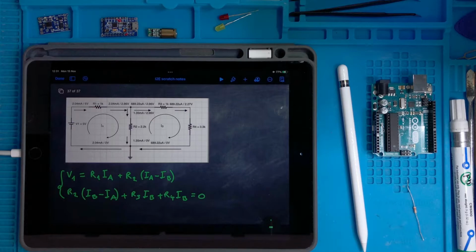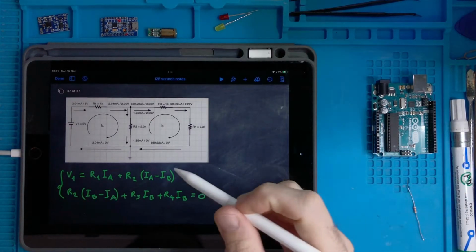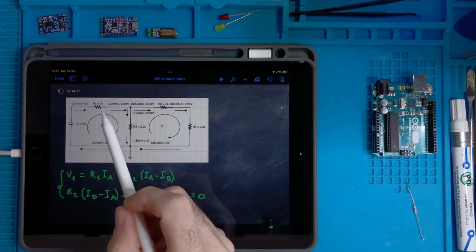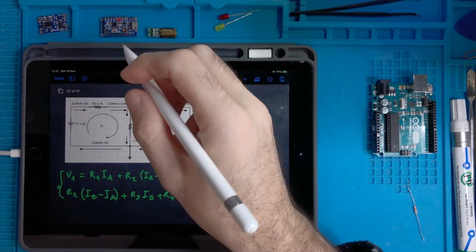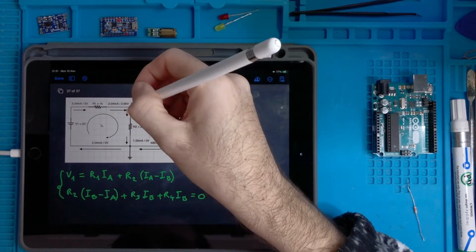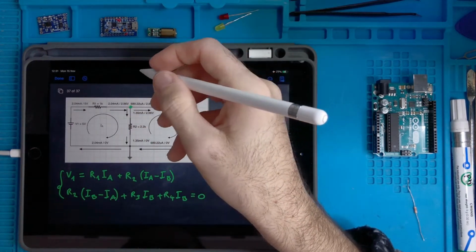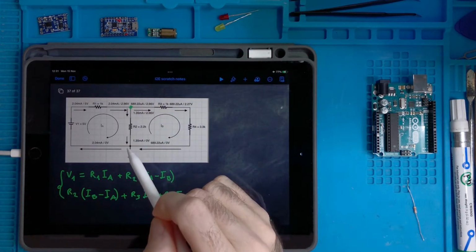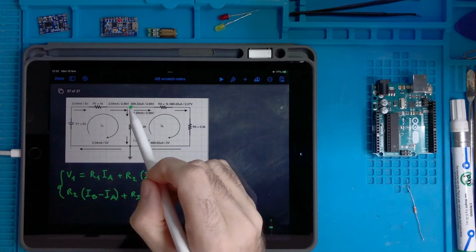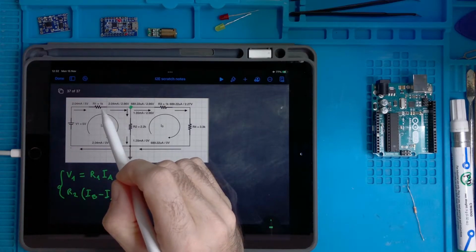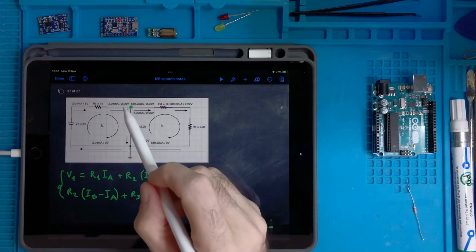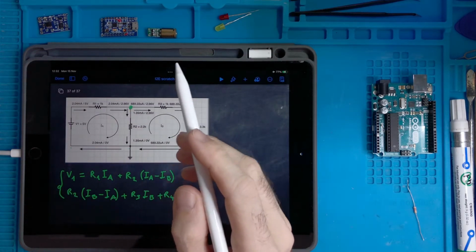So two equations and two variables. Once I have obtained IA and IB, I can compute everything I need. For instance, let's say that we have already done this and I calculated IA. If the question is what is the voltage at this node with respect to this one, then it is the voltage of the battery minus the voltage drop across R1, and the voltage drop across R1 is R1 multiplied by IA. So I can calculate the voltage at this node.